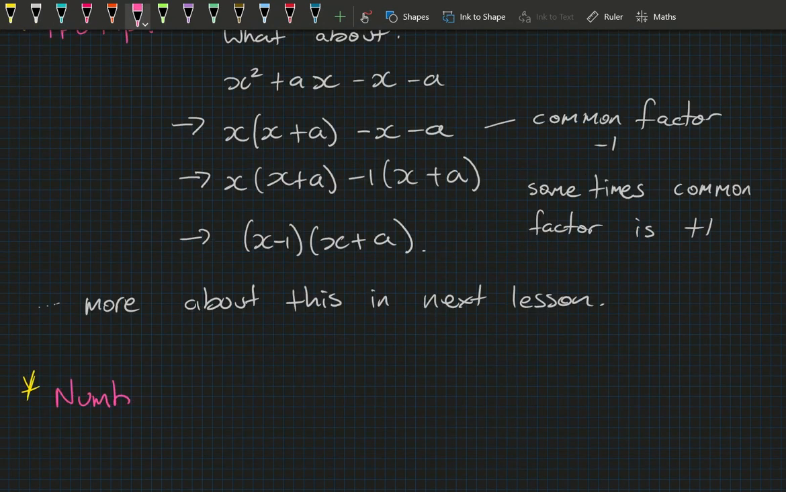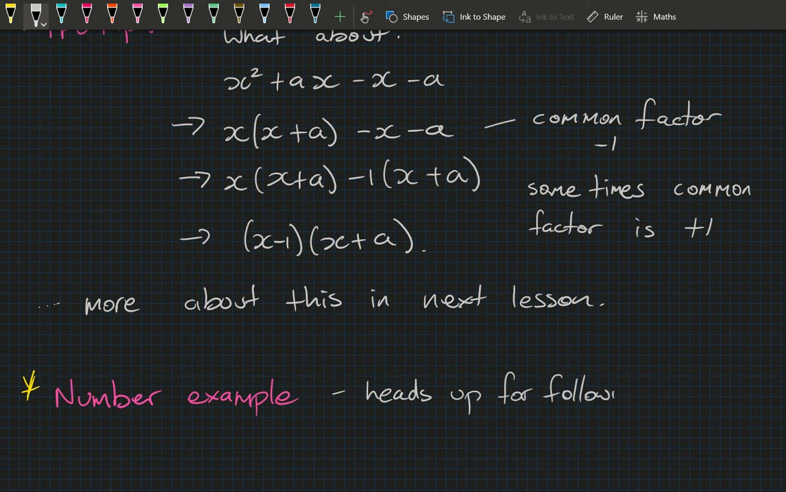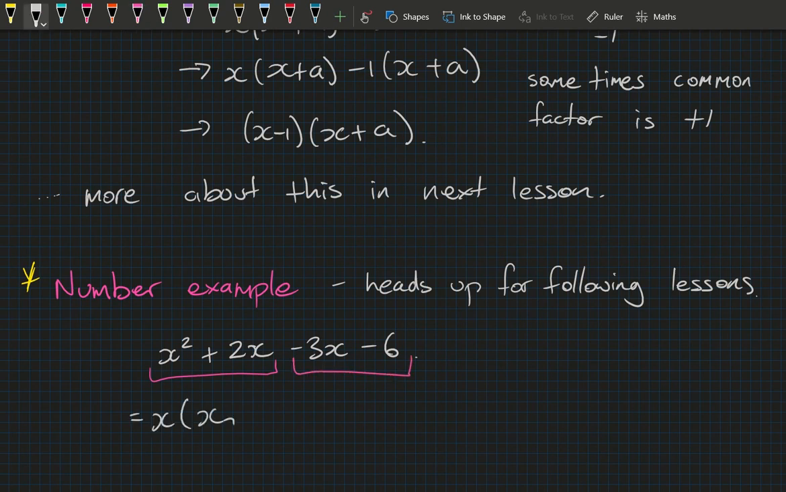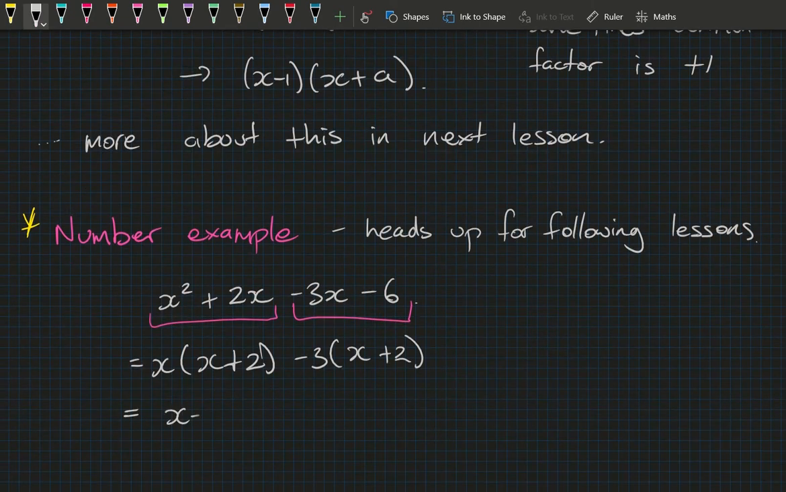In fact, I'm going to give you an example with numbers as a heads up to our following lesson. And when I say numbers, I mean some coefficients for our terms. So let's write out x squared plus 2x minus 3x minus 6. Okay, so we've got one group on the left and one group on the right. Common factors for the one on the left is x, and common factors for the one on the right is minus 3. And we now have x minus 3 times x plus 2. Alright, so I haven't started off with a well-known trinomial there. It's written out in an easy way to find some grouping. We're going to learn that in the next lesson.